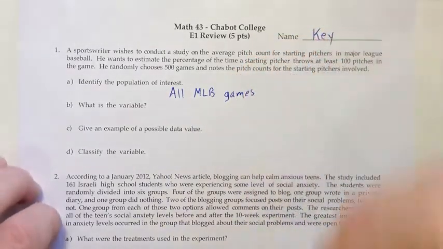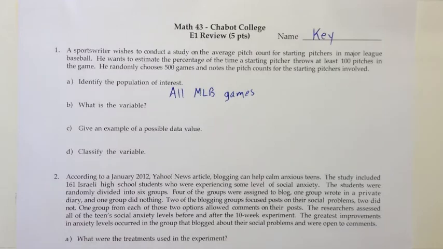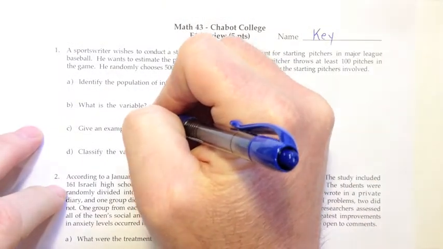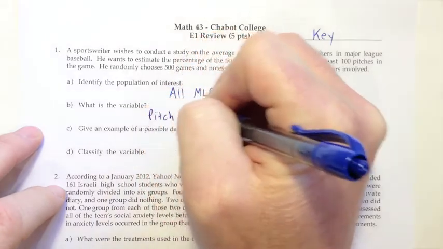Specifically, he's interested in pitchers and pitch counts, but I think that gets more to question B, where they ask what is the variable. I would say that's the pitch count for starting pitchers.